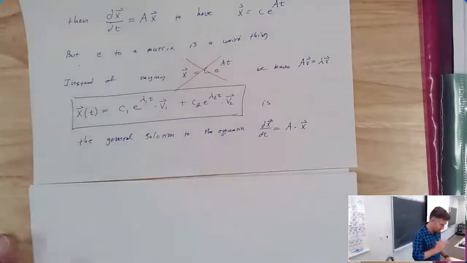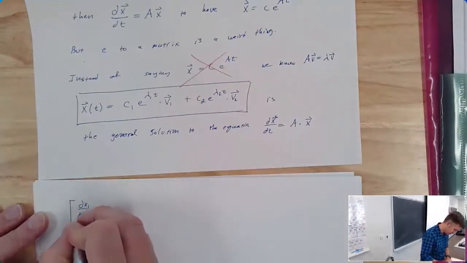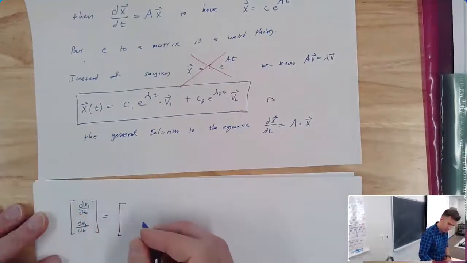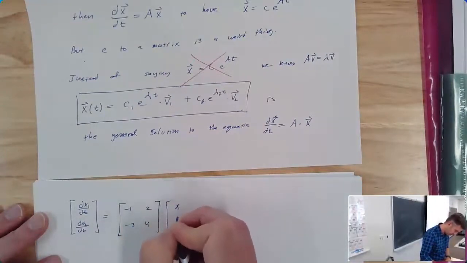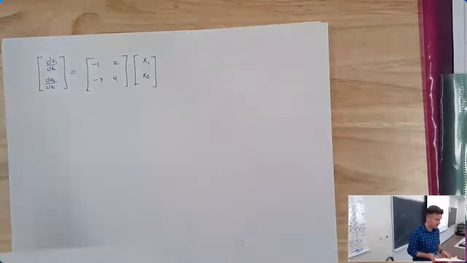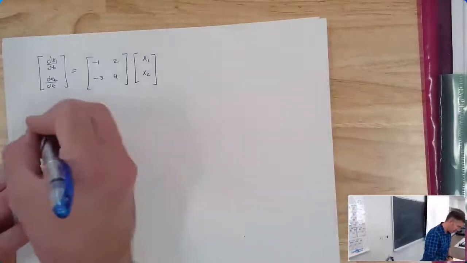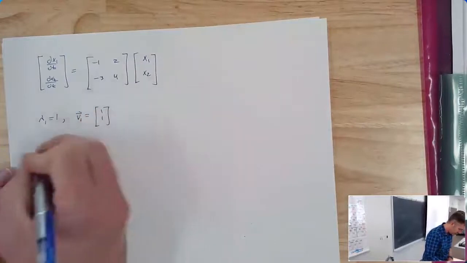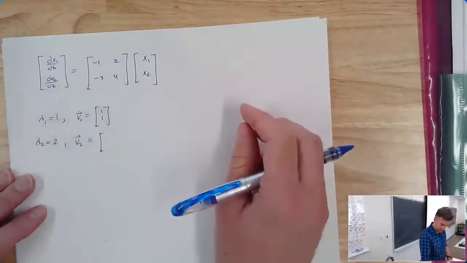Our system of equations, just to remind you, was dx1/dt, dx2/dt equal to [[-1, 2], [-3, 4]] times x1, x2. That was the system we were looking at. And we had already found, that's the same matrix we started with, just as an example, our eigenvalues and eigenvectors to be lambda1 equal to 1, with the eigenvector being (1, 1), and lambda2 equal to 2, the eigenvector being, I think it was (2, 3).